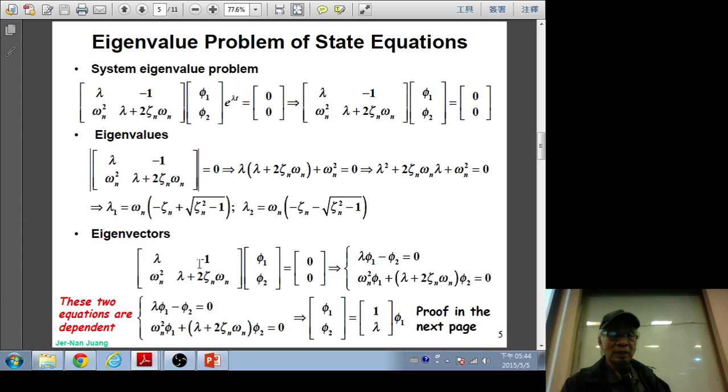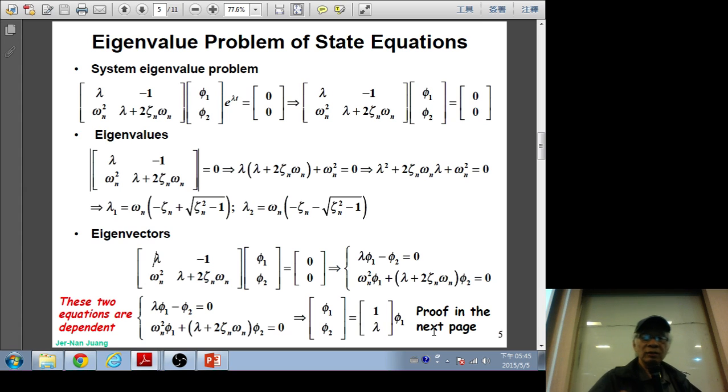The eigenvectors means this phi1, phi2. If we assume we know lambda 1 and lambda 2 are given, then lambda phi1 minus phi2 equals 0, and omega n squared phi1 plus parenthesis lambda plus 2 zeta n omega n parenthesis phi2 equals 0. So we have two equations and two unknowns, phi1 and phi2. However, if you look at the second one, these two equations are not independent. We'll show you the proof in the next page.